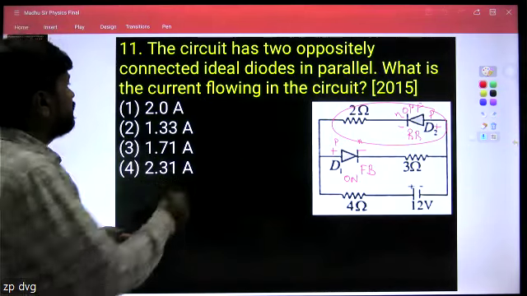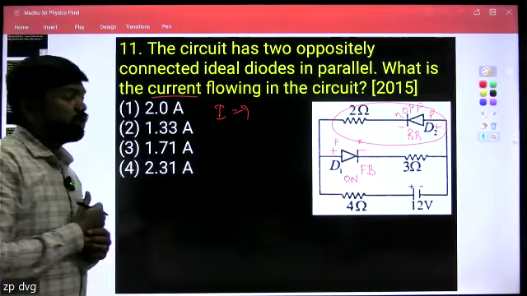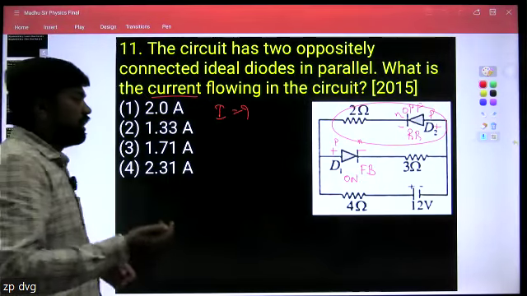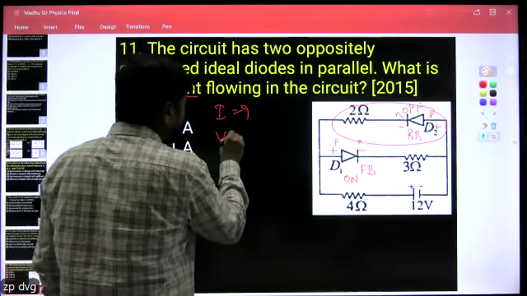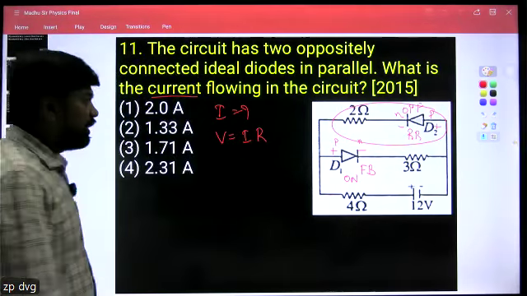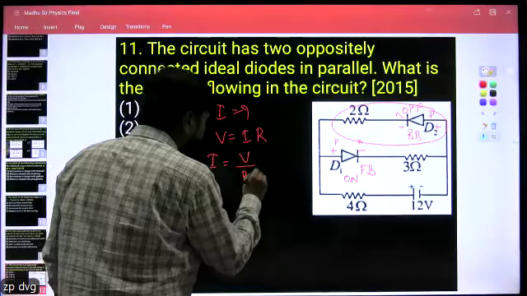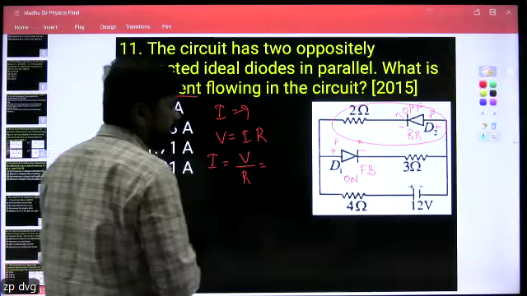ಅಷ್ಟು ಅರ್ಥ ಮಾಡ್ಕೊಂಡ್ಮೇಲೆ the circuit has two oppositely connected ideal diodes in parallel. What is the current flowing? They're asking to calculate I is equal to question mark. We can use Ohm's law. V is equal to I into R. Therefore, I is equal to V by R.